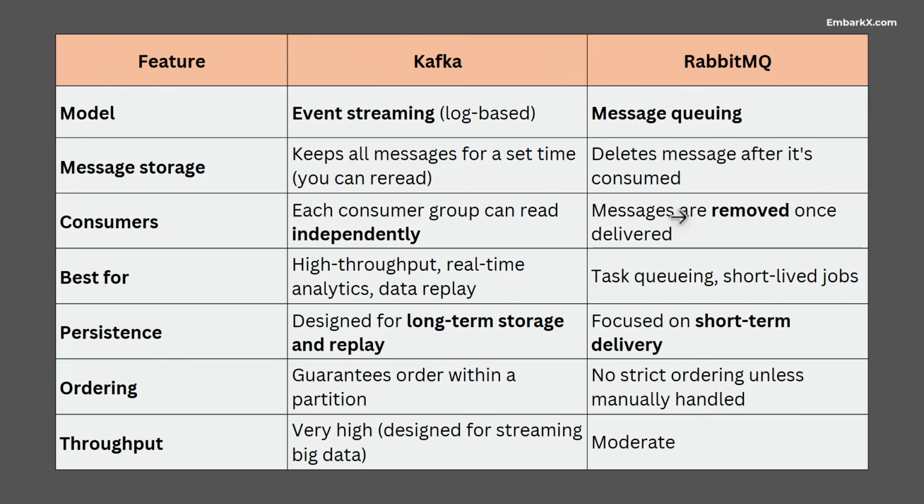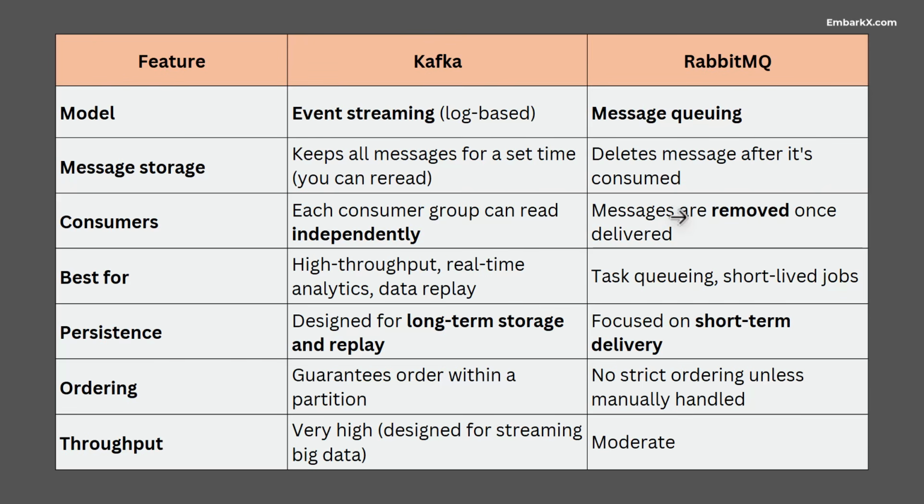Now let us do a small comparison with that of RabbitMQ. We'll do some comparison based on the features, and we'll see how they both compare and stand against each other. So the first thing is the model on which these two operate. Kafka operates on an event streaming model, which is a log based model, and RabbitMQ operates on the message queuing model. So there is a concept of message queues with RabbitMQ.